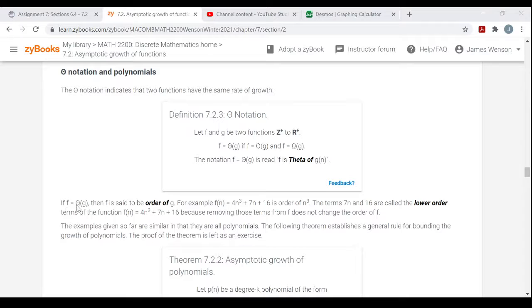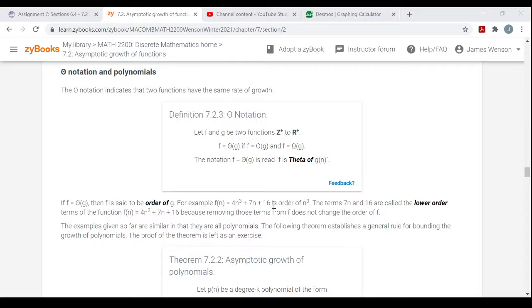All right, and then another definition here. If f is theta of g, then f is said to be of order g, or order of g. So for example, any degree 3 polynomial is order of n cubed. Any degree 4 polynomial is order of n to the fourth, and so on.